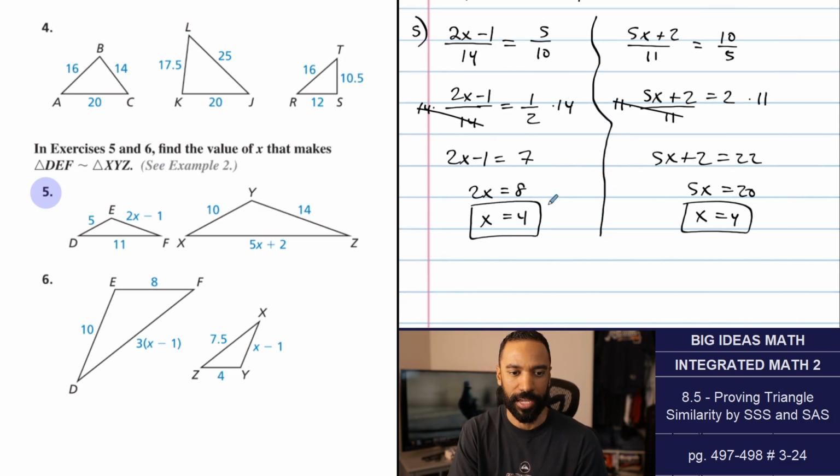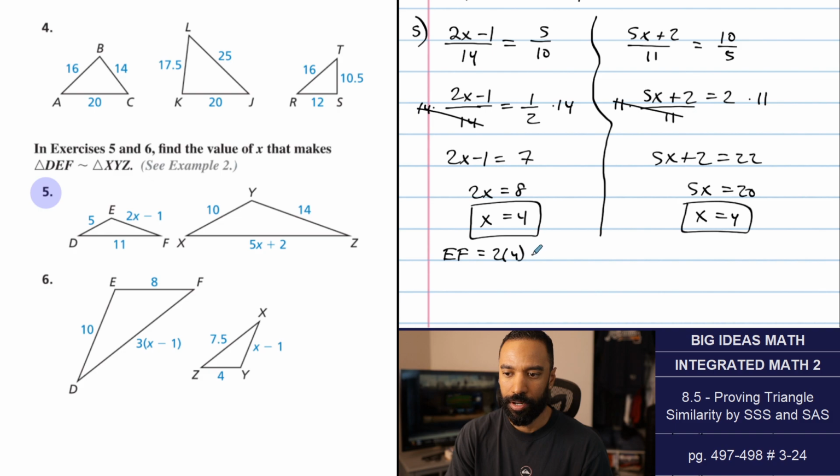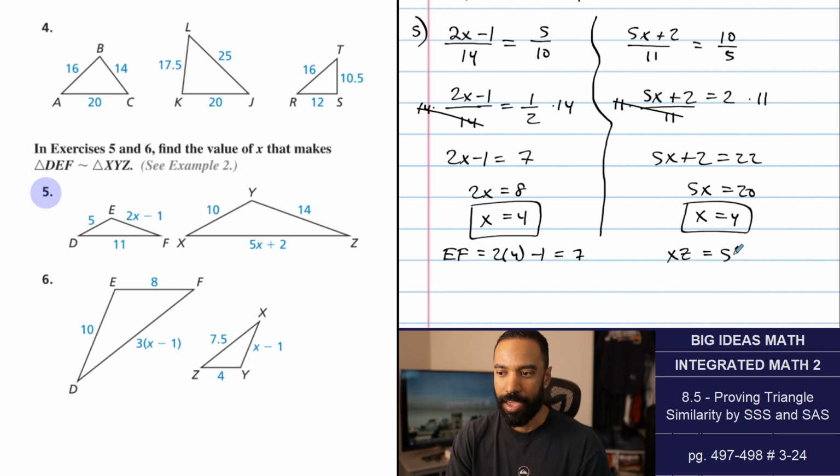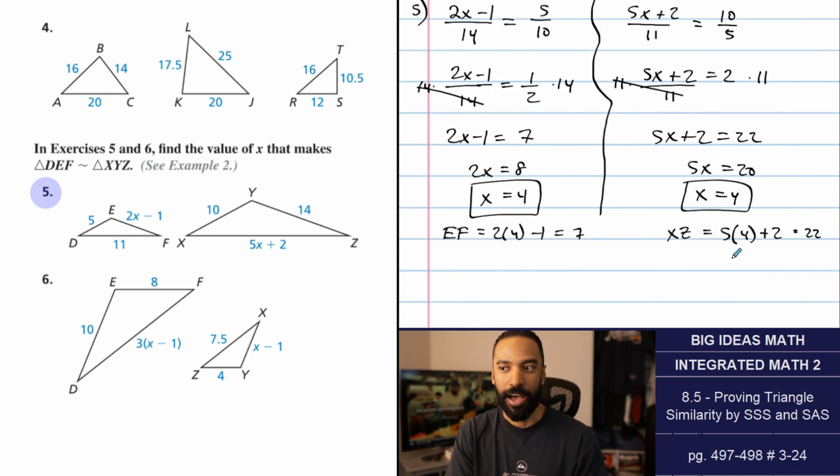And to just double check, the length of EF. EF is 2 times 4 minus 1. 8 minus 1 is 7. And XZ, the length of XZ, is 5 times 4 plus 2. 20 plus 2 is 22. So let's see if all that pans out.